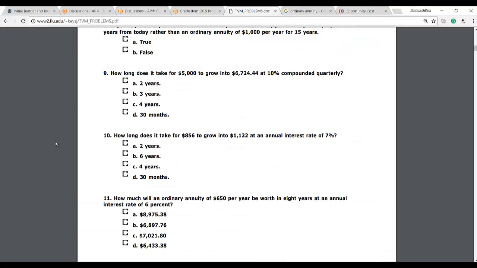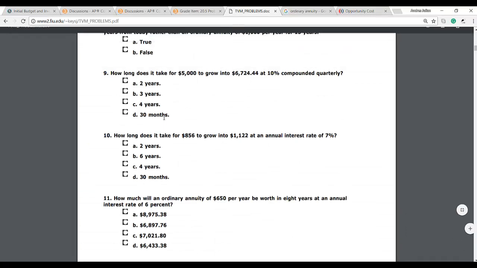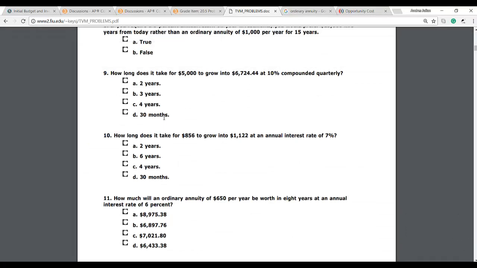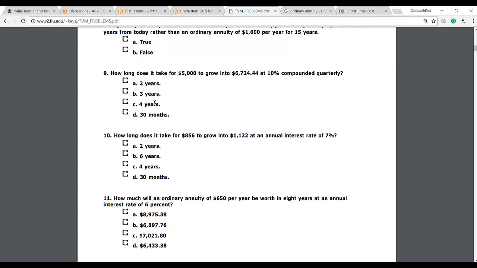Now let's look at the following exercise. How long does it take for 5,000 to grow into 6,724 at 10% compounded quarterly? Remember that quarterly means divided by 4. How long would it take for this money to become this? This is very common for those of you who want to start saving for your university, or whose parents start saving for your university. So how long would it take?